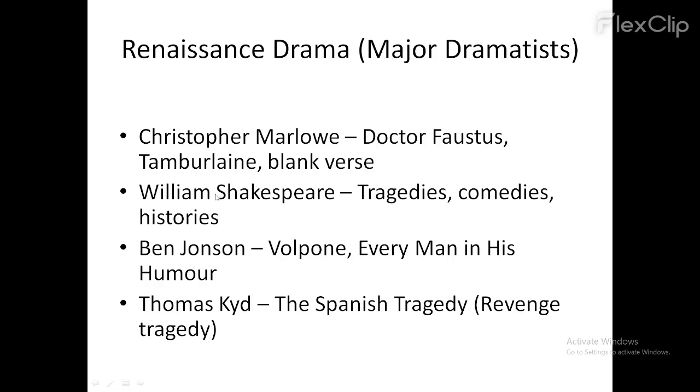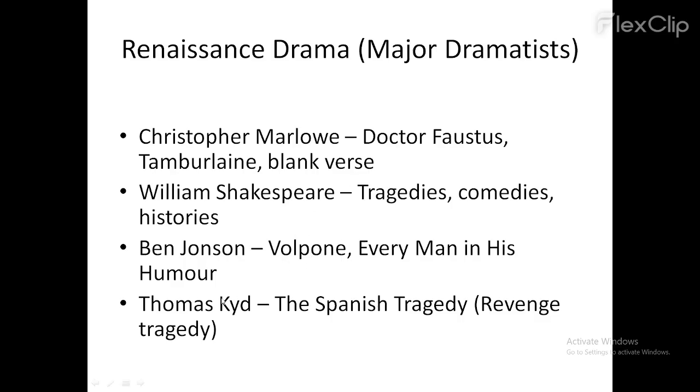William Shakespeare, as I discussed, is famous for writing dramas. His tragedies, his comedies, and his history plays are very famous. Another contemporary of William Shakespeare is Ben Jonson, who wrote Every Man in His Humour and Every Man Out of His Humour. He introduced a new variety of comedy, comedy of manners, comedy of humours.